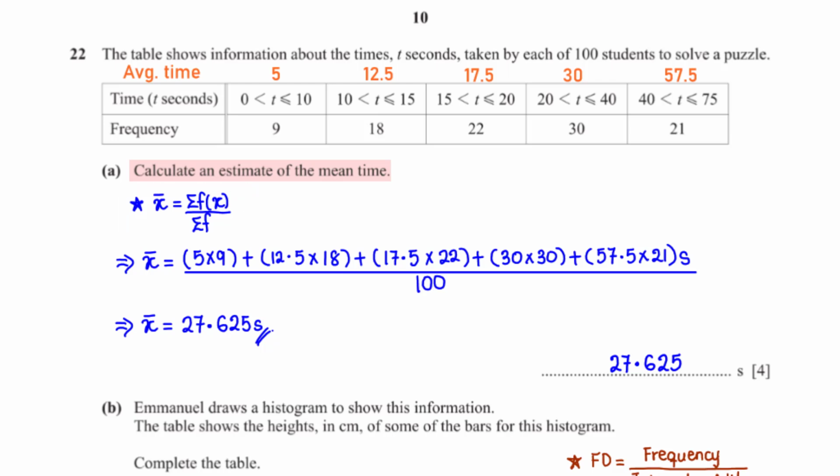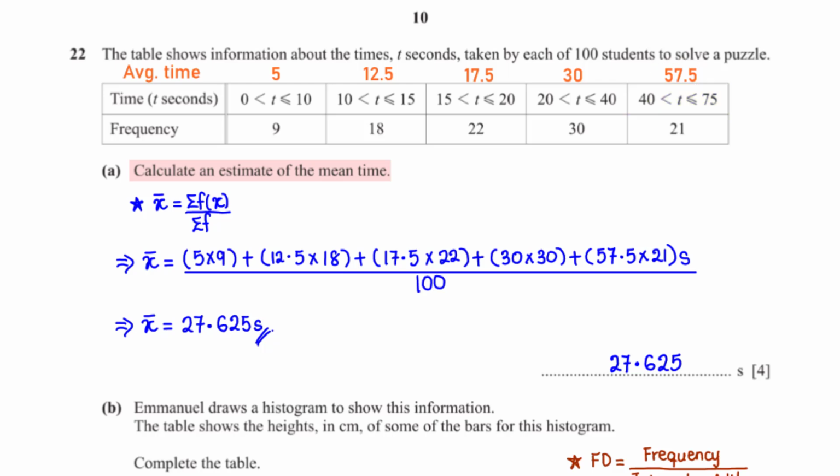Before we can find sigma f of x, we need to find the average time for the given time intervals. For the first interval, the average time is 0 plus 10 seconds divided by 2, which is 5. Then we have 10 plus 15 divided by 2, which is 12.5. 15 plus 20 divided by 2, which is 17.5. 20 plus 40 divided by 2, which is 30. And finally, we have 40 plus 75 divided by 2, which is 57.5.